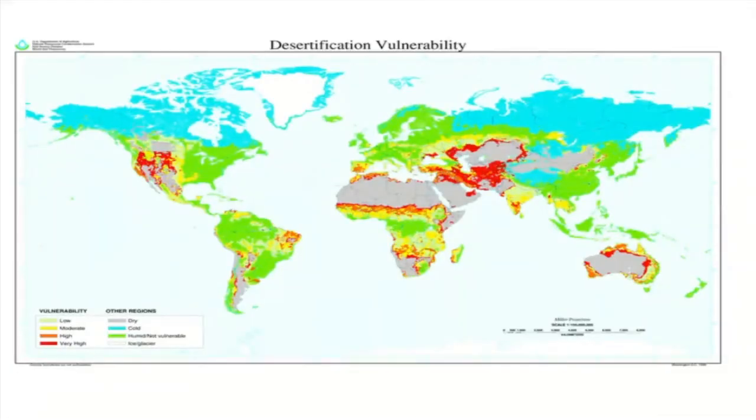So in red, these are the major areas of concern. So you look in the Middle East, you look in parts of Eastern Europe, parts of Northwestern Africa, parts of Australia, some parts of South America.